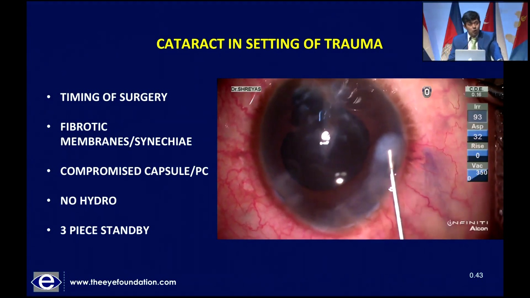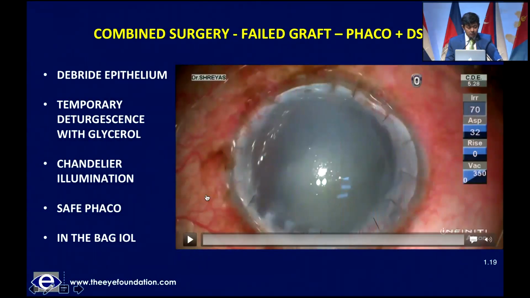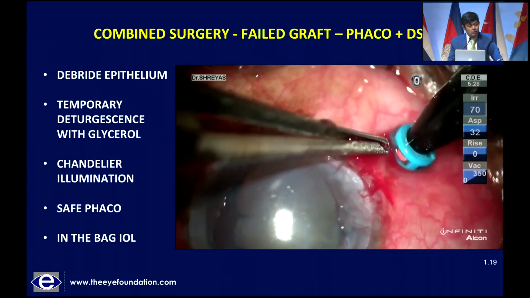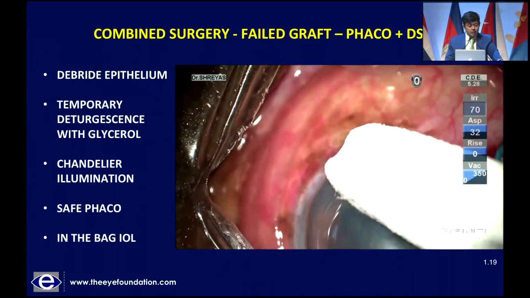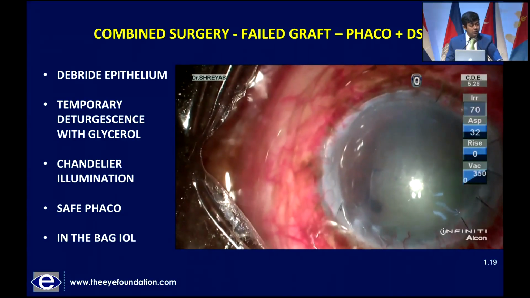We may have the opportunity to wait in many cases, but in some situations where the intumescent lens is causing peripheral anterior synechiae to form, or there is an increase in IOP, you may have to intervene a little earlier. In patients with a poor view, where you have a failed graft and have to combine it with an endothelial keratoplasty, to do a safe phacoemulsification, you can temporarily deturgesce the cornea with glycerol. You can use chandelier illumination as well.